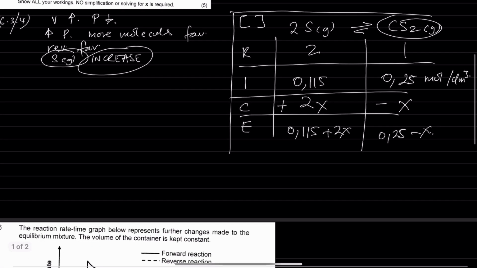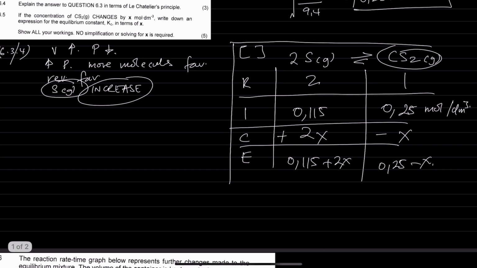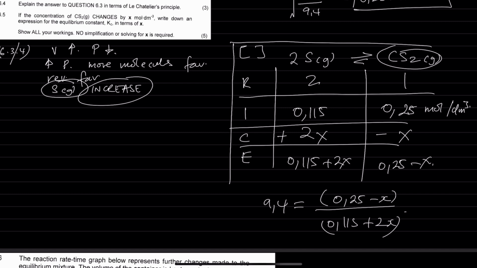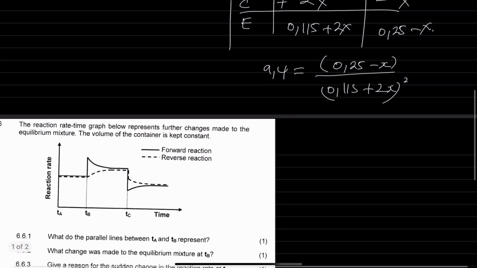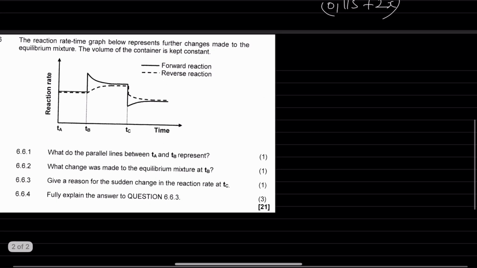Now we can set out our Kc expression. Remember, the volume was changed, which means that the Kc is going to be the same. So Kc is 9,4. That's going to equal the concentration of CS2, so 0,25 minus x divided by 0,115 plus 2x to the power of 2. That's it. No need to simplify. That's our answer. And let's move on to this graph question.